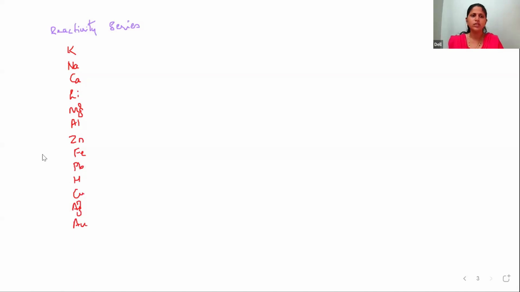And this reactivity series goes in this format. Please see here, it is in this order. What does this arrow mark indicate? It indicates that the elements which are at the top of the series are most reactive, and as you move from top to bottom, the reactivity goes on decreasing. So elements at the bottom of the series are least reactive. So using this, you can say who is more reactive.